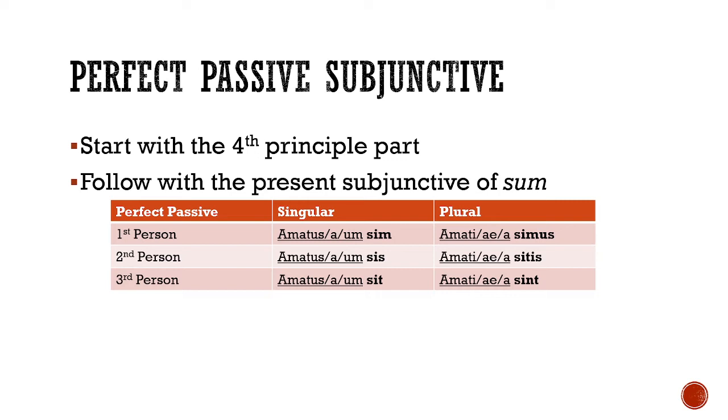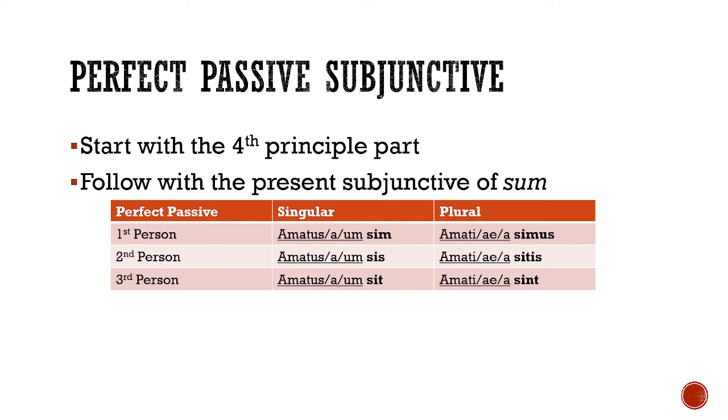Amatus sim. Again, you have to change it based on what the gender is of the subject. So amatus, a, um, whether it's male, female, or neuter. Sim. Same thing for the second and third person. Sis, sit. And then on the other side, remember we go to plural. Everything becomes plural. So amati, amatae, or amata, simus, and then sitis, and then sint. So, good way to practice your present subjunctives of sum, conjugating in the perfect passive subjunctive.